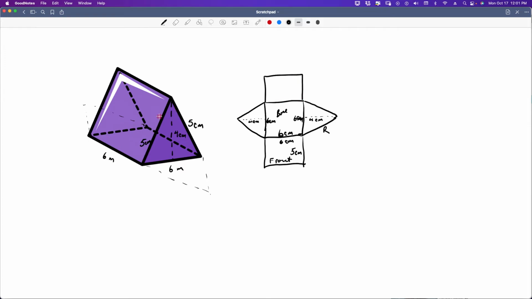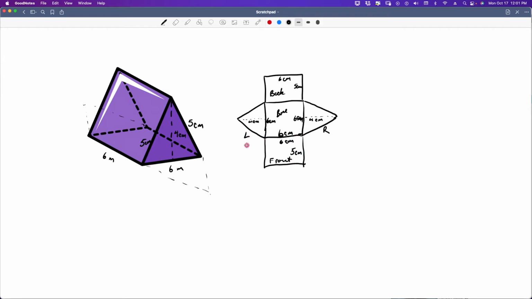And then my back is a mirror image. If you look across, because this is an isosceles triangle, this side is going to be congruent to this side, which means that these two sides are going to be the same. So that means that my back is going to be 6 centimeters wide and 5 centimeters tall. So now I have the net of my shape.